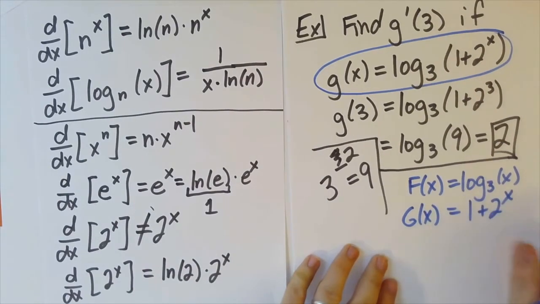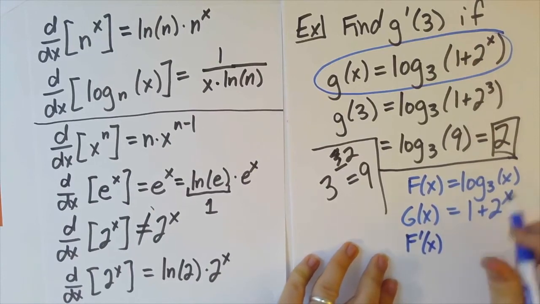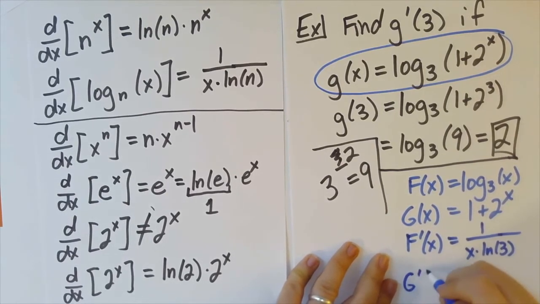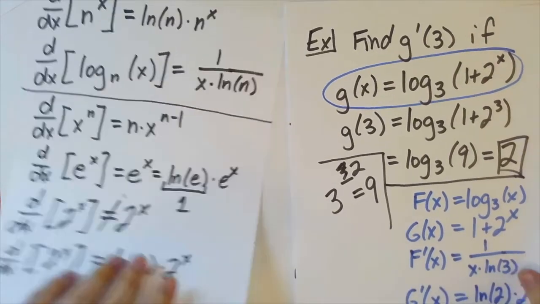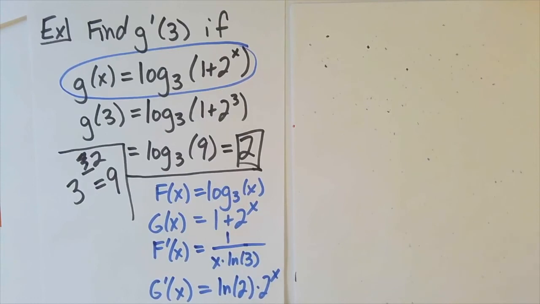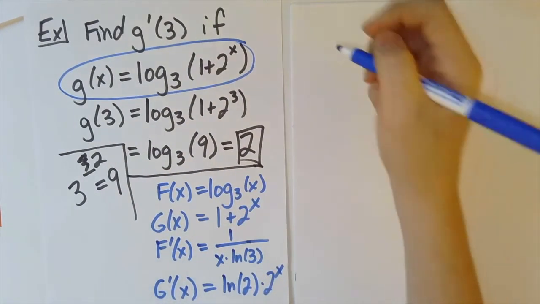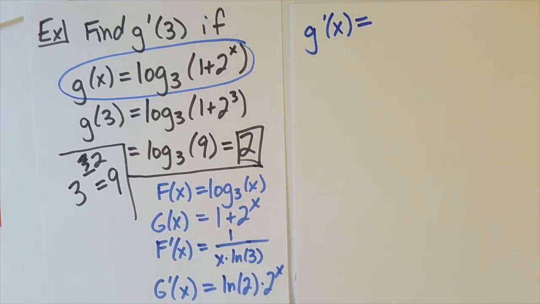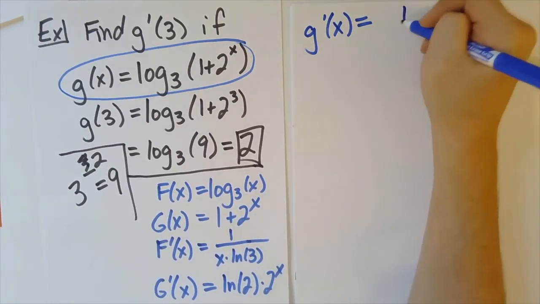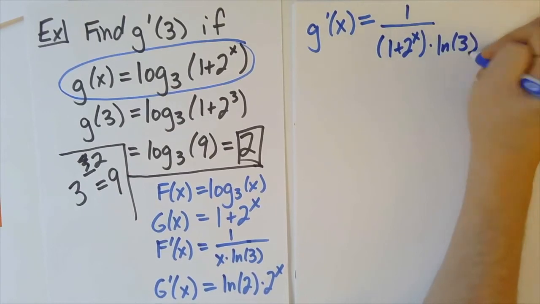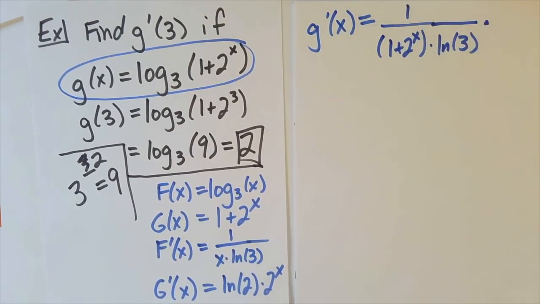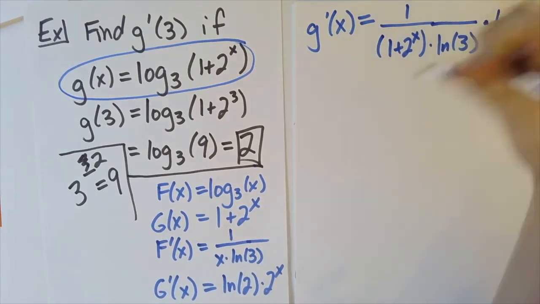What a coincidence. So we can take here the derivative of the log base 3 of x, and that is going to be 1 over x times the natural log of 3. And when I take the derivative of 1 plus 2 to the x, the derivative of 1 is just 0, so that's going to go away. And I'm going to get the natural log of 2 times 2 to the x. Then g prime of x, using the chain rule, is going to be 1 over 1 plus 2 to the x times the natural log of 3, times the derivative of the inside, which is the natural log of 2 times 2 to the x.